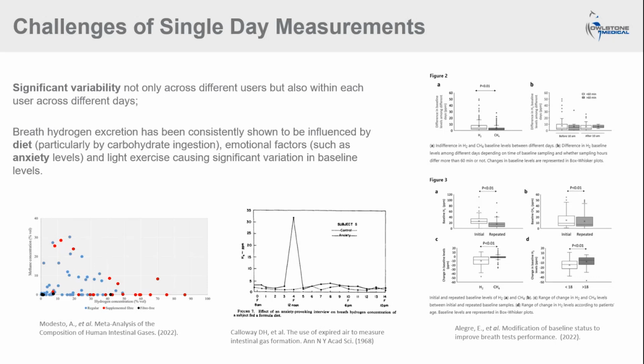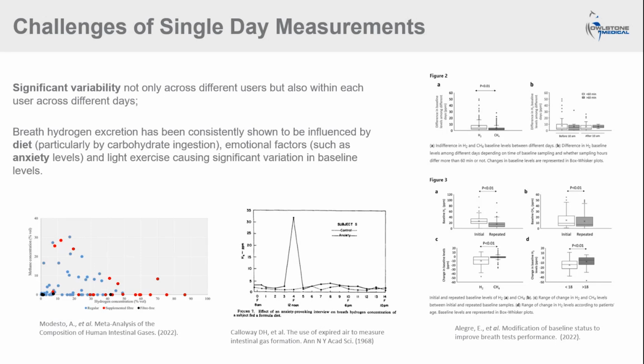And to do the analysis of hydrogen and methane, they typically use highly accurate and sensitive analytical techniques in a clinical lab to analyze each breath sample that's being collected. However, we know from research that without controlling strictly for these external factors, there is significant variability in hydrogen and methane production and excretion, not only between different people, but also within the same person across different days. And this isn't surprising, as we know these gases have been consistently shown to be influenced by diet, particularly by carbohydrate ingestion, and also by emotional factors such as anxiety and also physical activity.